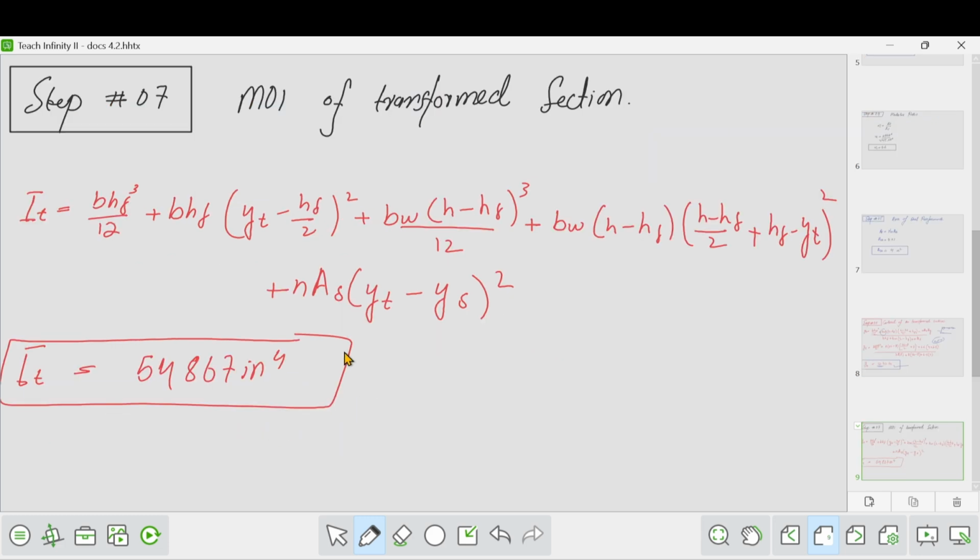In step number 7, we will calculate the moment of inertia of the transformed section. We have found all the values used here: b, h_f, y_t, b_w, as well as the modular ratio, area of steel, and centroid of the transformed section. We have calculated all these values previously. If I put in the values of all these parameters, I will get the moment of inertia of the transformed section, which is 54867 inch to the power 4.